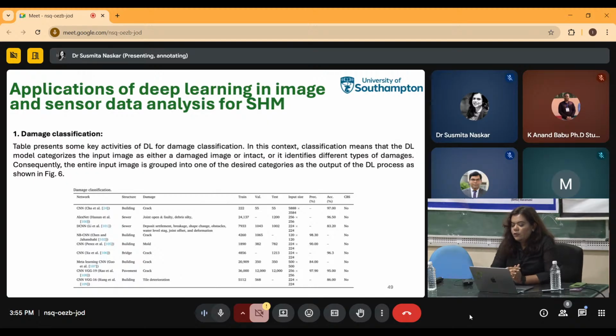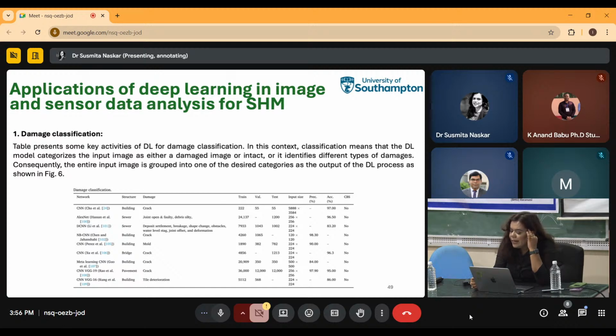Then again, we will look into some more practical and impactful applications of deep learning in structural health monitoring. One of those is damage classification. When we talk about SHM, damage classification means using deep learning models to automatically categorize an image as either damaged or healthy, intact, or to classify specific types of damage. This is a major advancement compared to the traditional manual inspection method, as it allows much faster, scalable, and very reliable assessment.